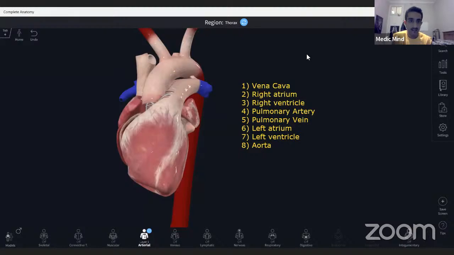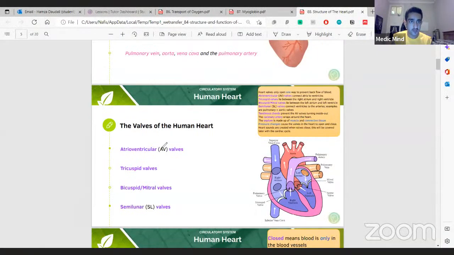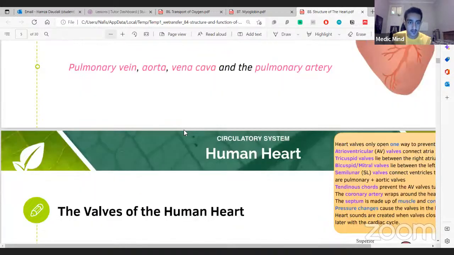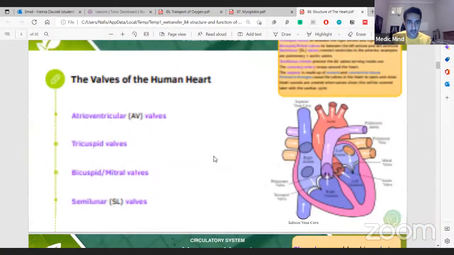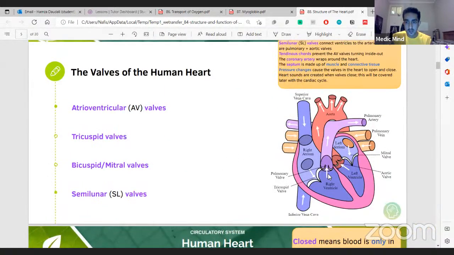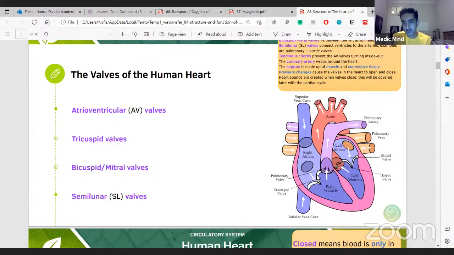Now, that's your baseline anatomy. Once we've done that, let's talk about the electrical conductivity within these hearts. So quickly talk about the valves, actually. There are 4 valves in the heart. So you have your atrioventricular valves, your left and your right atrioventricular valves, and they are between your atria and your ventricles.